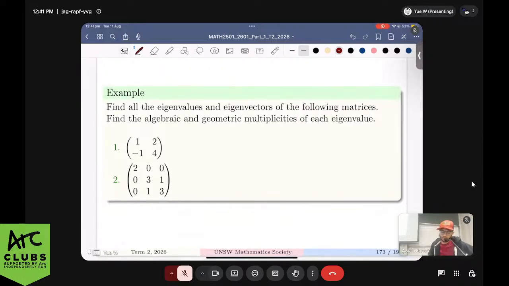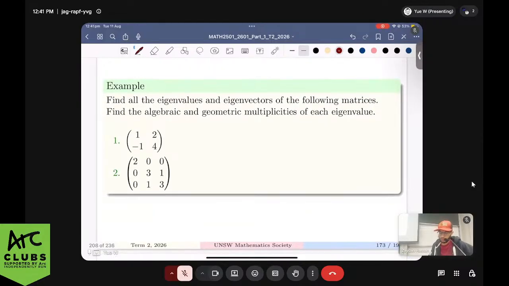Okay, so let's just look at this quick example. Here we have a 2 by 2 matrix, and the trace is 5. The determinant is 4 minus 2, which is 2. So by inspection, I guess 3 and 2 are the eigenvalues because they add up to the trace and they multiply to the determinant. So then now you know the eigenvalues.